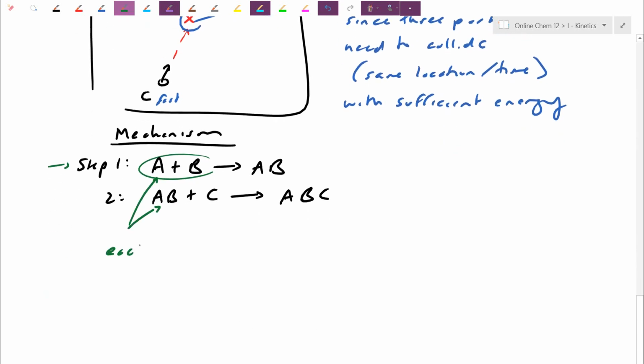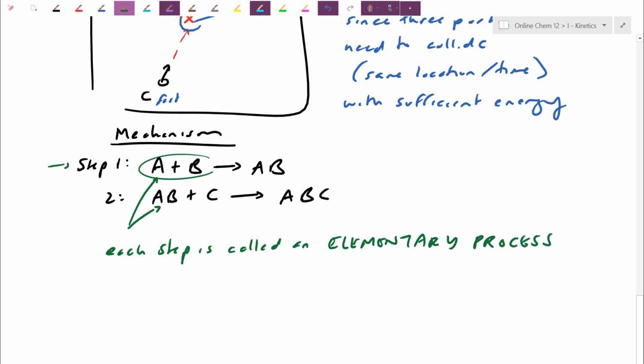So each step is called an elementary process. We're using the word elementary as in, it's the basics. It's the details. This happens first amidst the building the house project. So each step is called an elementary process. And in our proposal here, it is more likely since it needs only 2 particles.